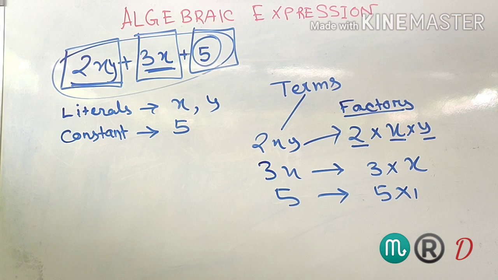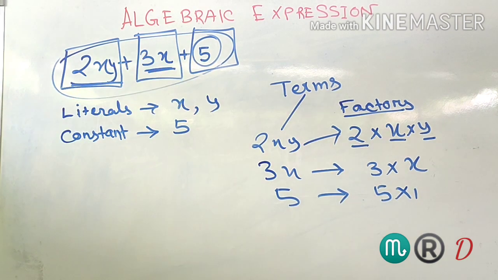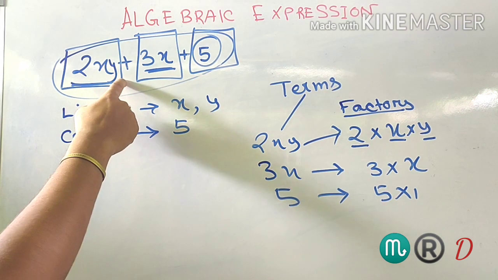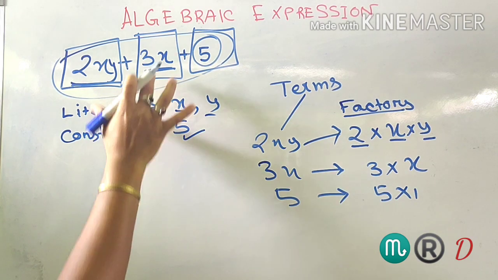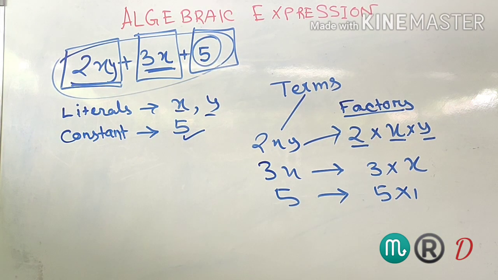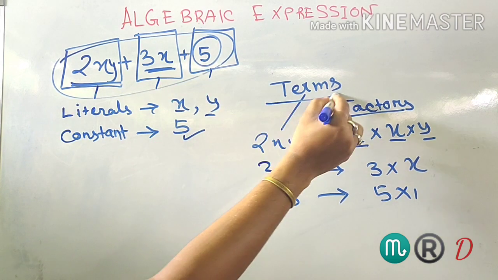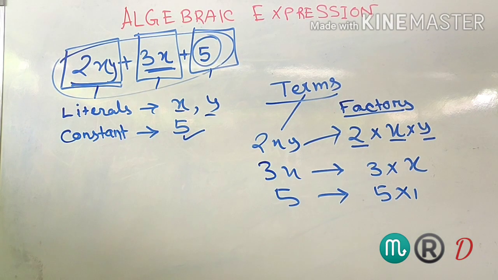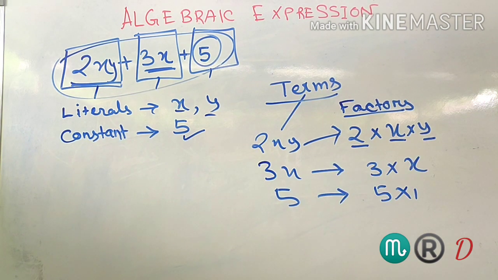So this is an algebraic expression where the literals and constant are combined by the fundamental operation, the addition sign. Here the literals are x and y, and the constant is 5. Now in this expression each part is known as a term, and when you split these terms you get the factors of that given term.